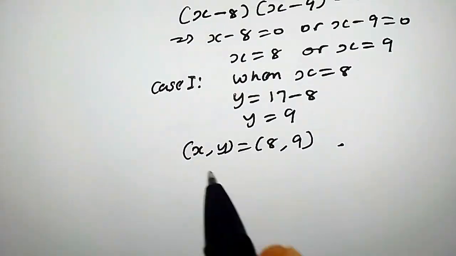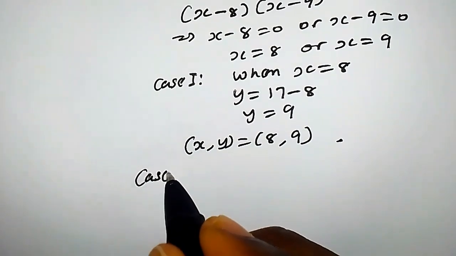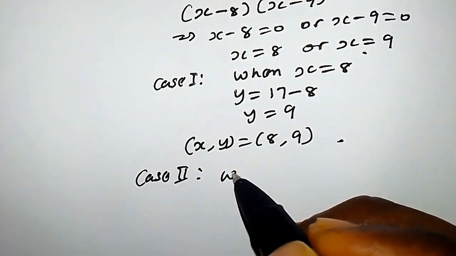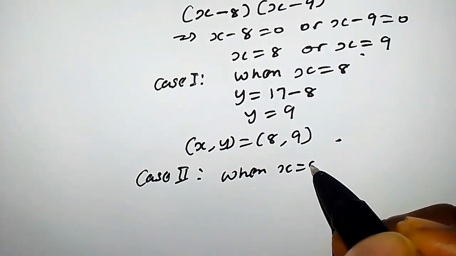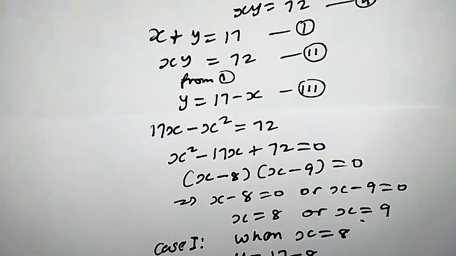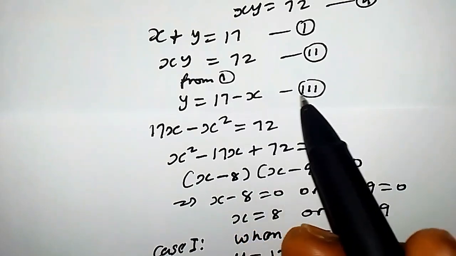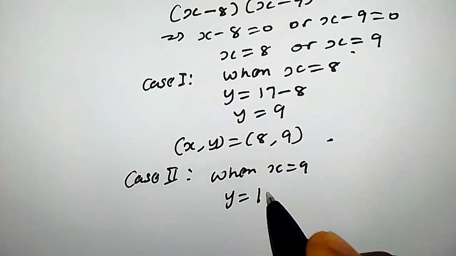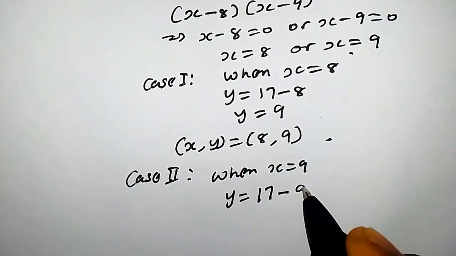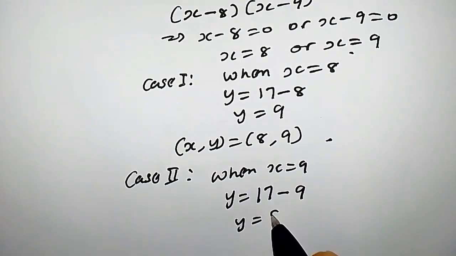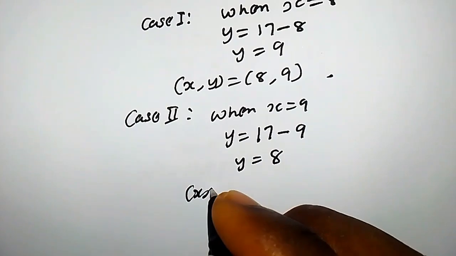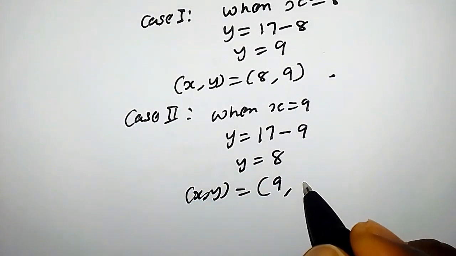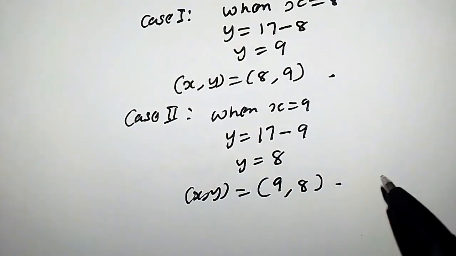That's the first solution. Now for the second case, case 2. When x equals 9, what do we have for y? We are going to plug it into equation 3 again. So we're going to have y equals 17 minus 9. So y equals 17 minus 9, that's simply 8. So x comma y, when x is 9, we have y to be 8. Which is the second solution.